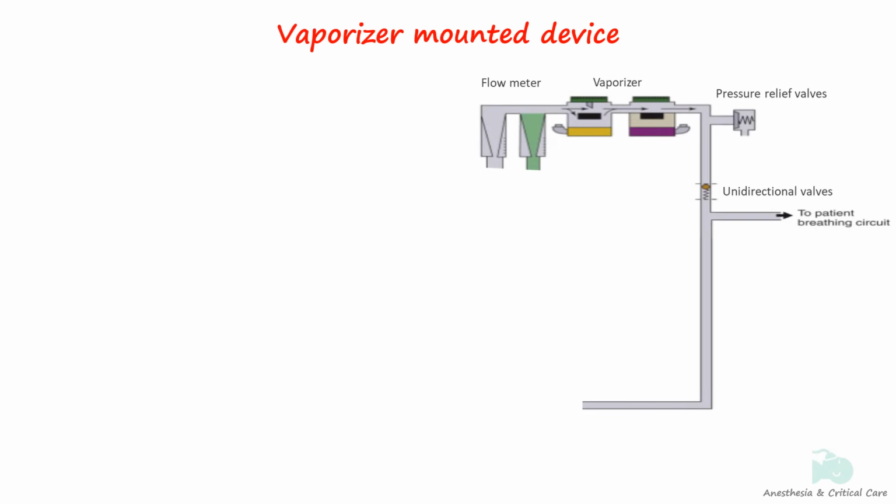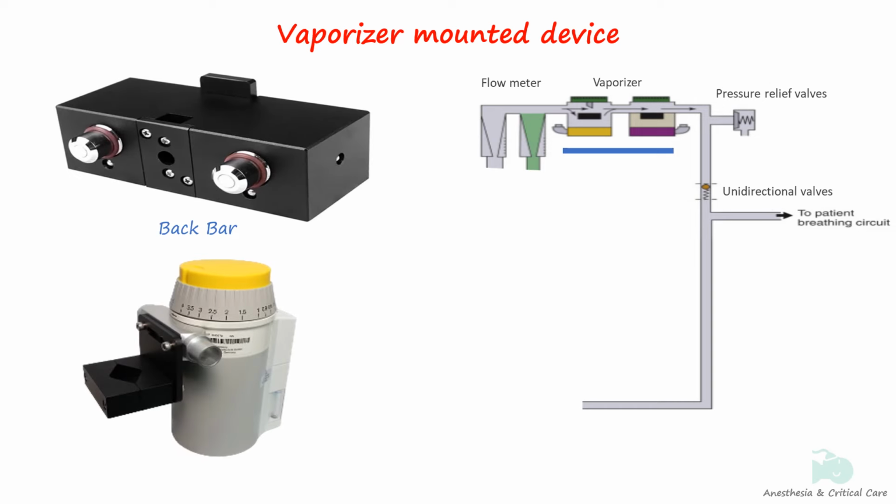The vaporizer mounting device is between a flow meter and a common gas outlet. It is permanently mounted. Vaporizers and the flow meters are connected to each other and then bolted with the back bar.